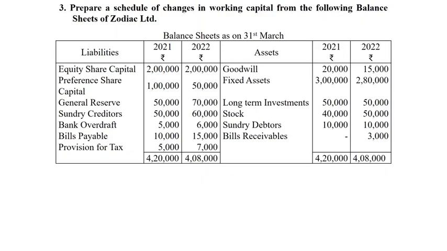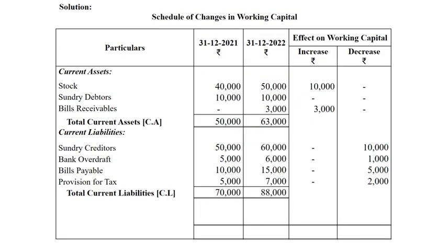So another problem is there. Goodwill, fixed assets, long-term investments are given. Stock, sundry debtors, bills receivable are only current assets. Here, sundry creditors, bank overdraft, bills payable, provision for tax are the current liabilities. So it is prepared like this. You know how to prepare, write down all the things. I have already taken them. Only I am explaining how it will impact on net working capital.